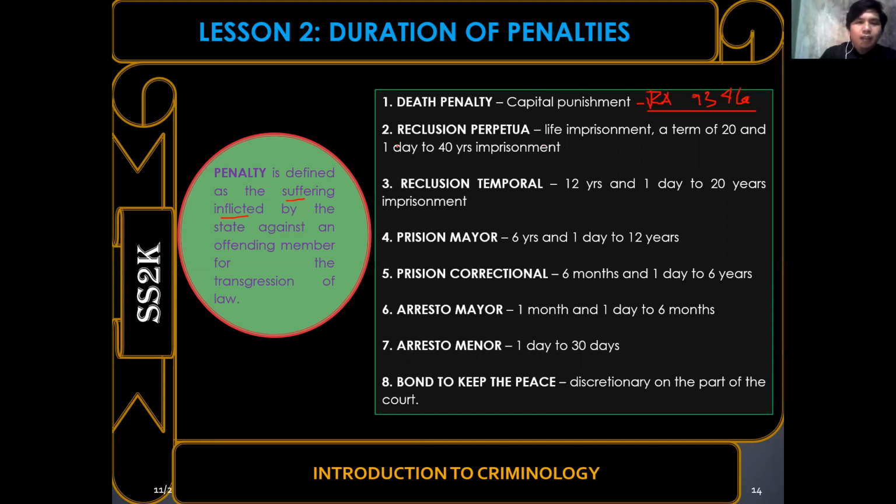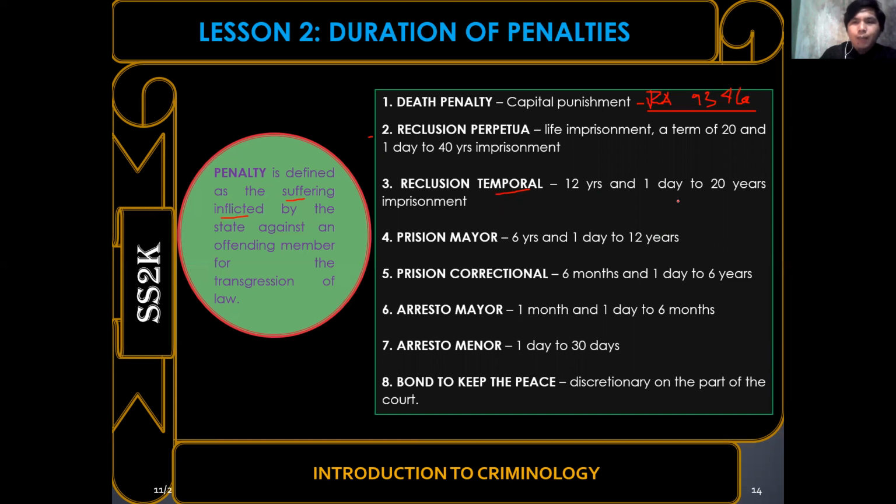Okay? Yan. Then we have also the reclusion perpetua. Pag sinabing reclusion perpetua, that is life imprisonment or a term of 20 years and 1 day to 40 years. Okay, 20 years and 1 day to 40 years. That is reclusion perpetua. We have reclusion temporal. That is 12 years and 1 day to 20 years of imprisonment. No? Yan.